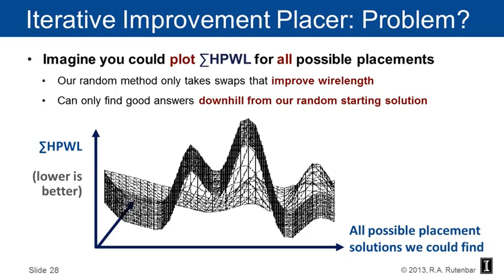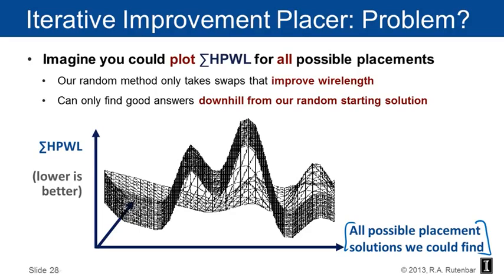Imagine that you could plot the total sum of the half-perimeter wire length for all possible placements, and you could make a graph. The x and y axes of this graph would be all possible placement solutions you can find. Now, you cannot do this, because if you have a layout, as I just showed you, with 2,500 gates, this is a 2,501 dimensional graph. The first 2,500 dimensions are every place you could put every gate, and the 2,501st dimension would be the wire length. So just pretend that I could graph this thing.